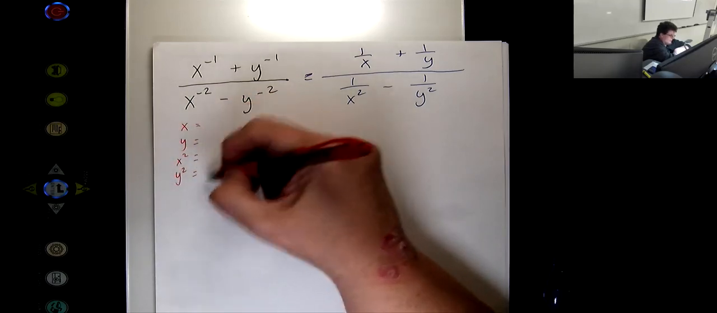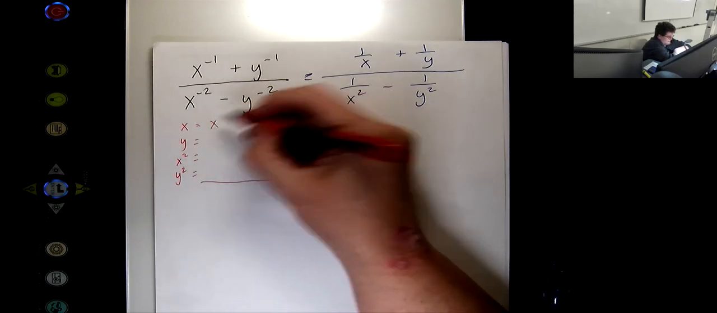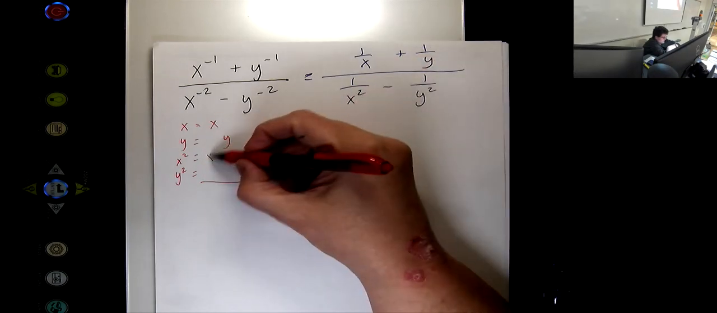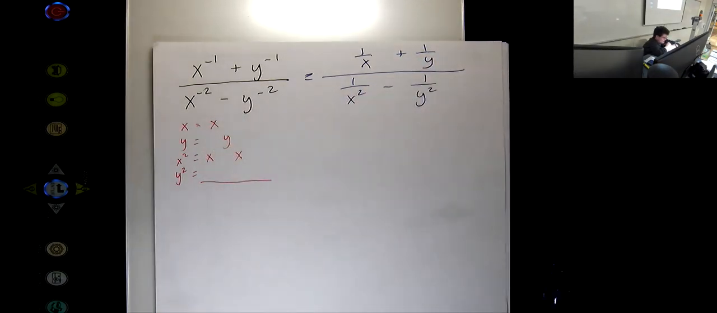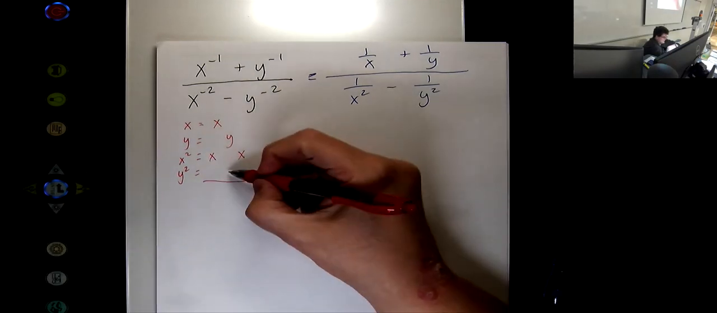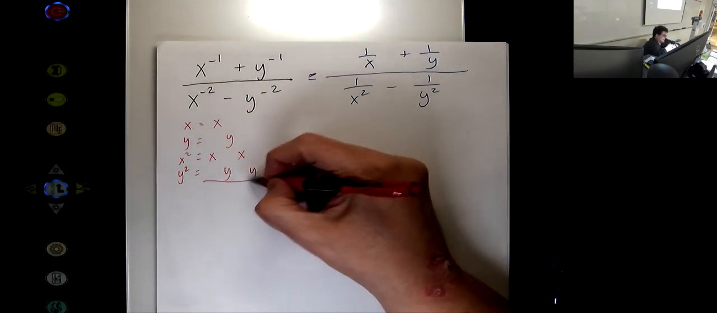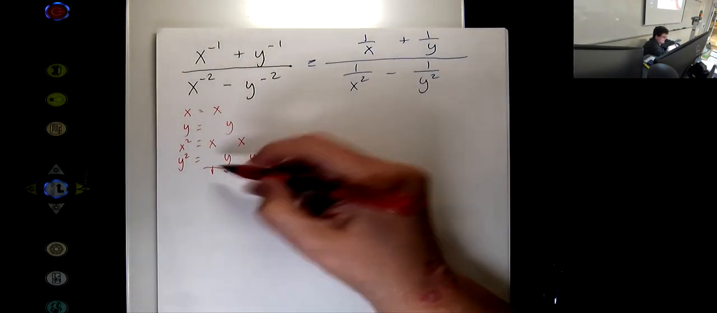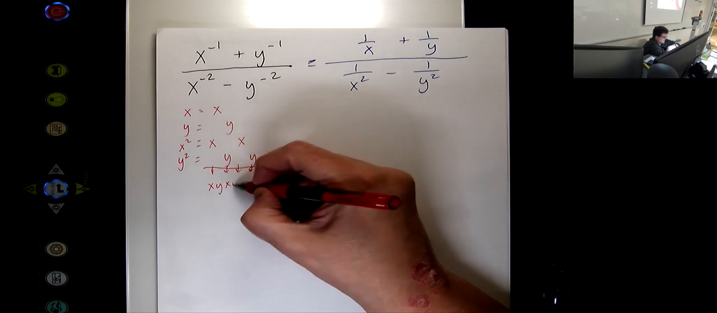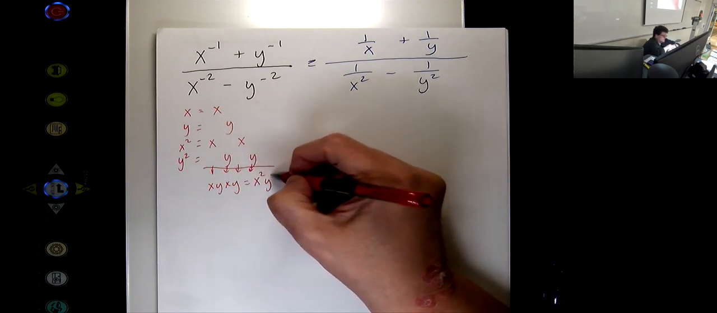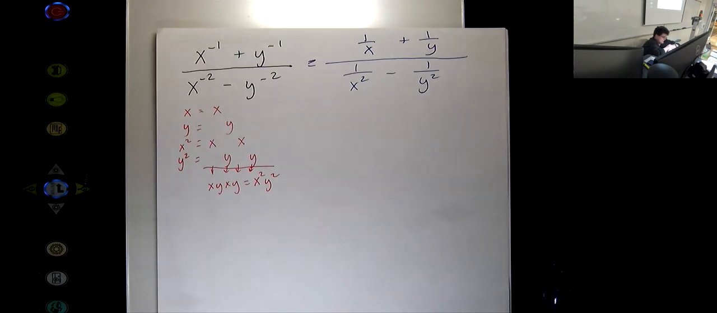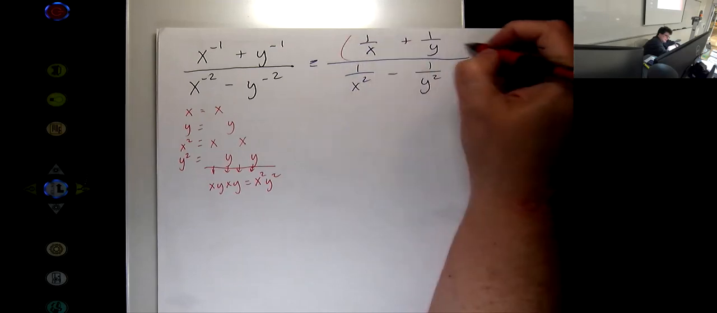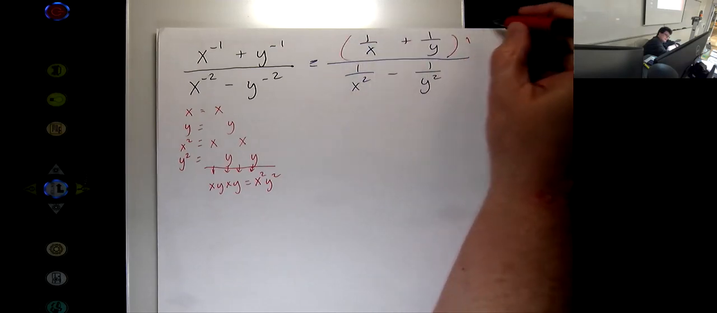If I do my little column thing, I've got an x there, I've got a y here. X squared, I put one x there and I still have another x. And y squared, I have one y and I need another column for another y. So when I bring these all down, I've got xy, which is x squared, y squared. So what we did is we multiplied top and bottom by x squared, y squared.